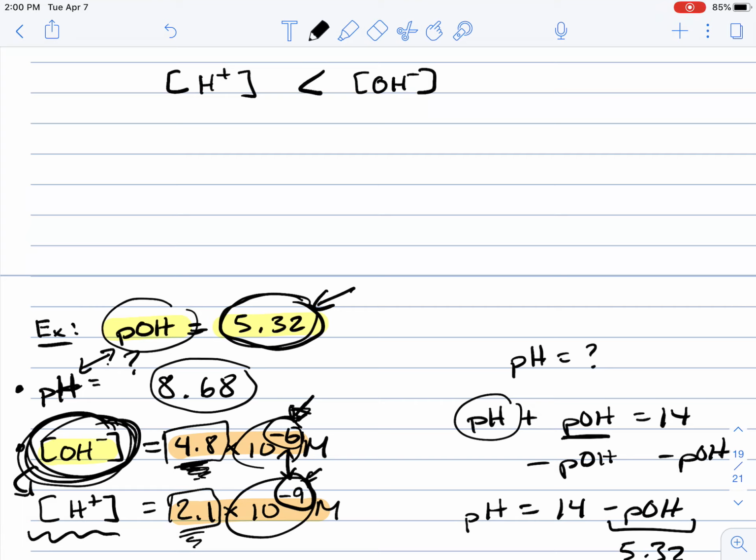And so in this case, the concentration of OH is greater than the concentration of hydrogen. So if you have more hydroxide, is our solution acidic, basic, or neutral? If you said basic, then you're absolutely correct. Now, what's another way to determine, what's another way to conclude that our solution is basic?